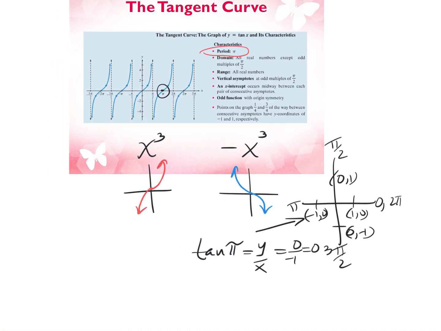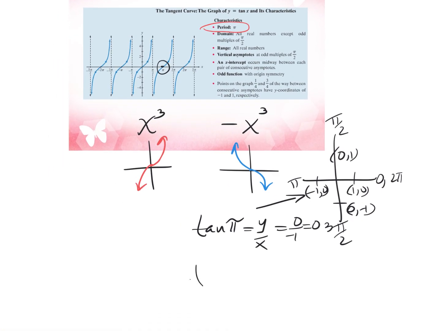If I were to do tangent of pi over 2, again, y over x, 1 over 0, undefined. At pi over 2, we've got an asymptote. So this is how you can use those ordered pairs to figure out where your asymptotes are located. So let me go ahead and just regraph this basic tangent function, and then I'll do one where it's got an amplitude or a speed change.